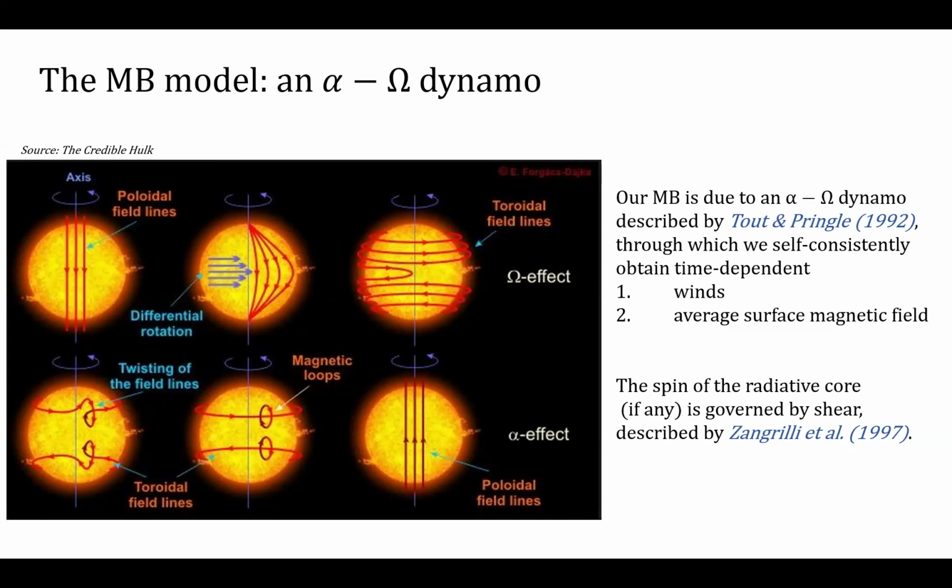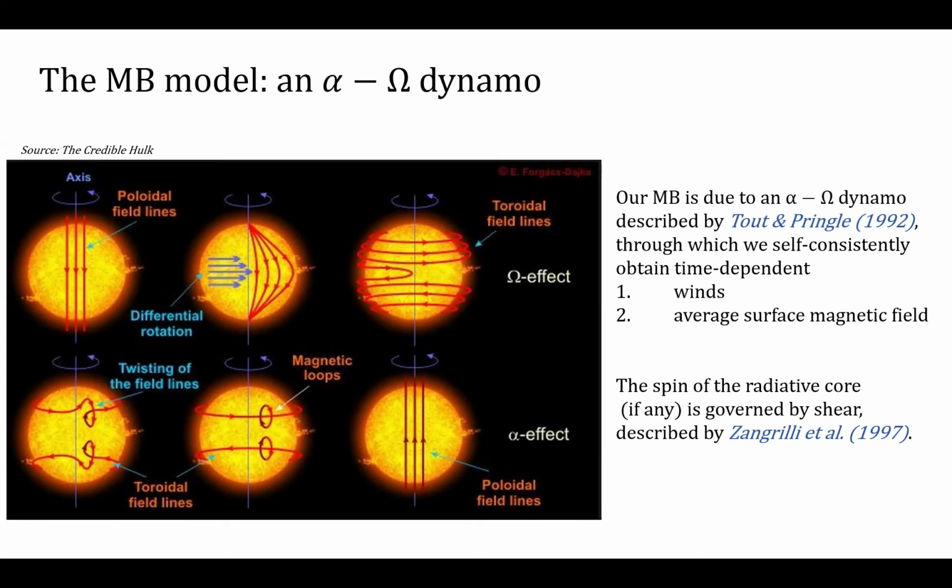Before we go into how magnetic braking models the stellar evolution of our stars, let me quickly describe how we model magnetic braking. We model magnetic braking using an alpha omega dynamo. A dynamo, in simple terms, is a mechanism with which a differentially rotating star can generate long-term magnetic fields. It's described as follows. In a steady state, we have poloidal field lines which get twisted to form toroidal field lines because of differential rotation, and this is the omega effect. Then you have these toroidal field lines which get twisted because of convection and turbulence.